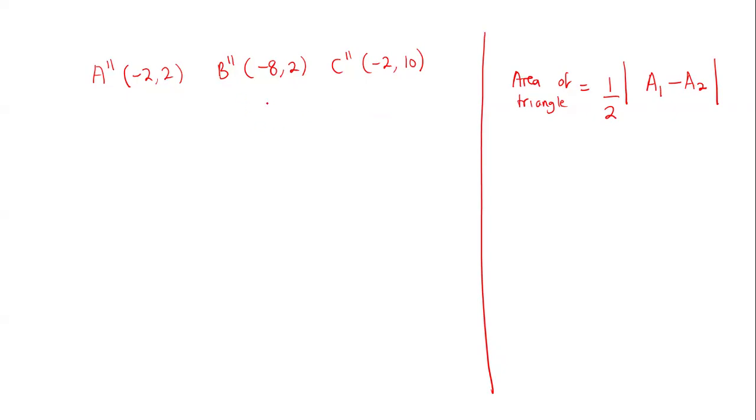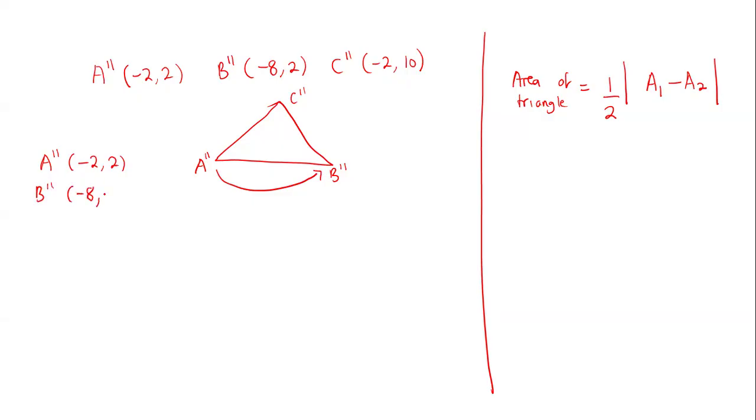When you look at this triangle, roughly, let me draw it for you here. This is A double prime, this is B double prime, and this is C double prime. So what do you do? I'm going to arrange the coordinates, so check out how I'm arranging. I start with A double prime, which is negative 2, 2. Then I go to B double prime, which is negative 8, 2. From B double prime, I come to C double prime, which is negative 2 and 10.